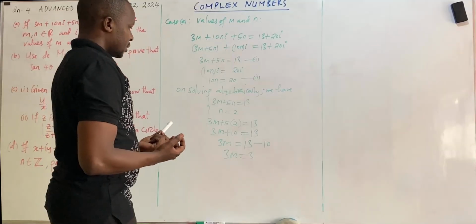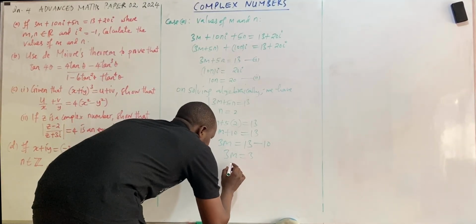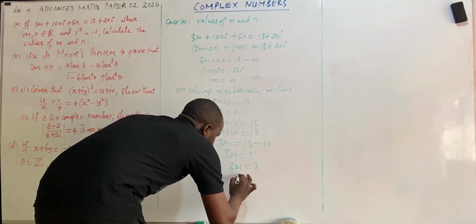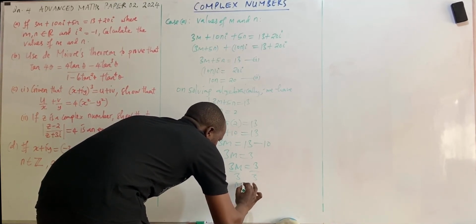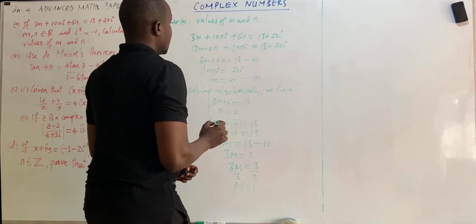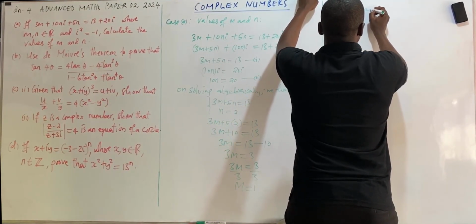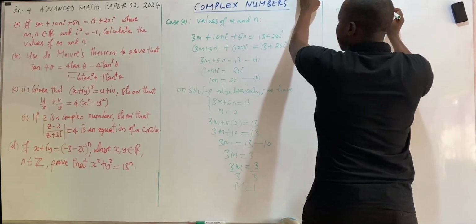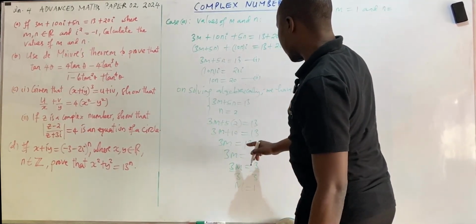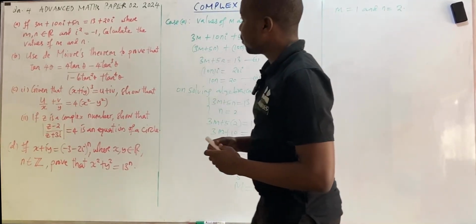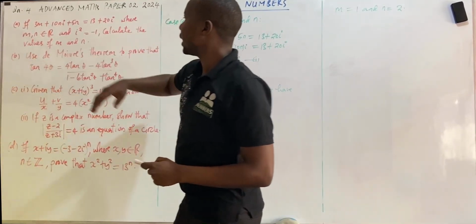I need m, so what next? We divide both sides by the coefficient 3. Dividing 3 by 3, we get m = 1. So m equals 1, and n was 2. Up to that point, we have managed to find the values of m and n.